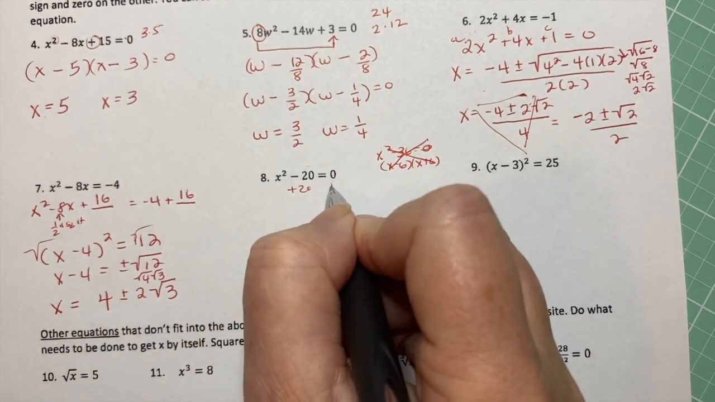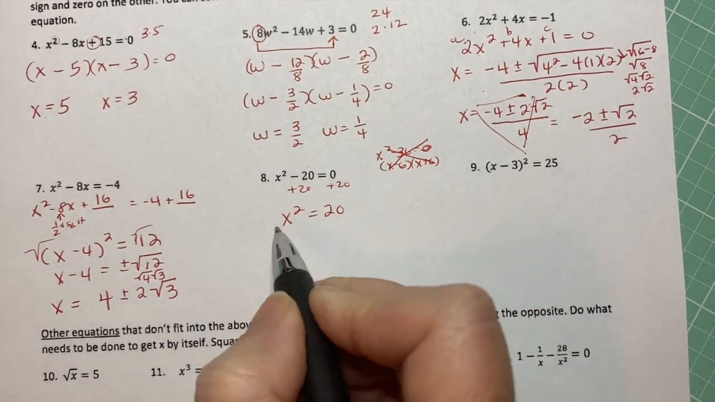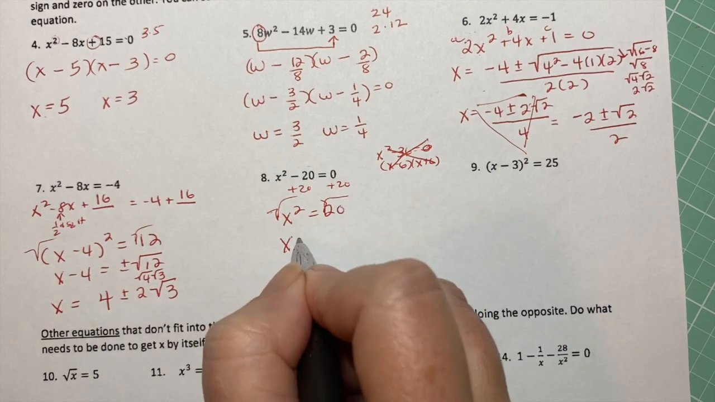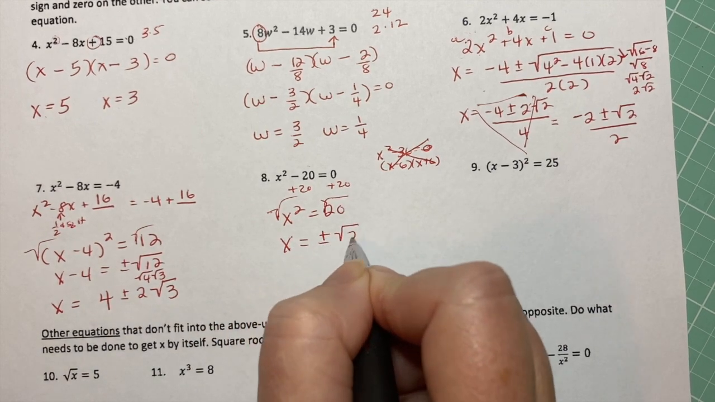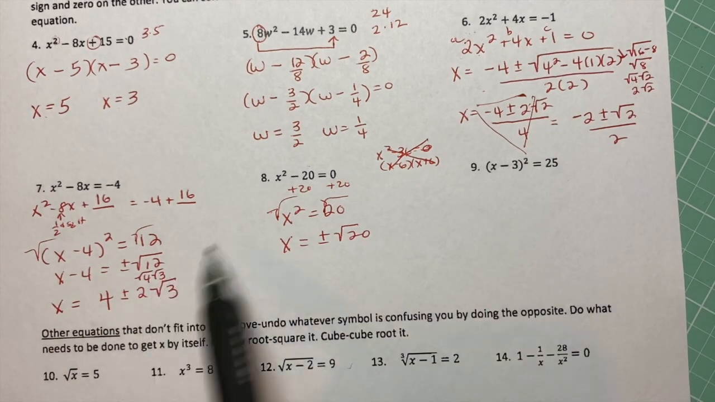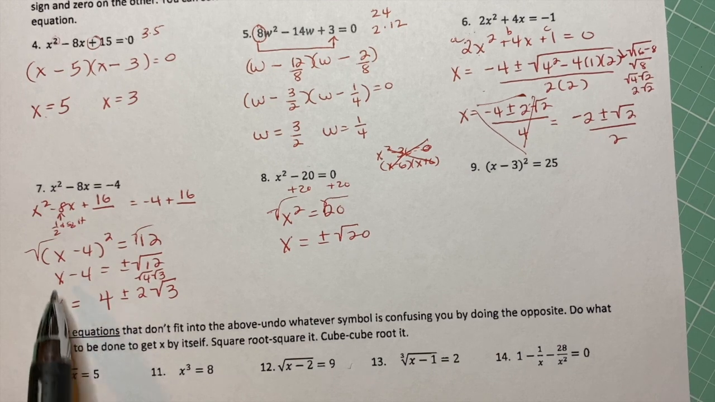And to do that, I'm going to move my 20 over and get x squared equals 20. And then remember, if you have your x squared by itself, you can square root both sides. So x equals plus or minus the square root of 20. Remember, when you use the square root property, you got to do the plus or the minus, and that's why we have those in all of these. Because again, we needed two answers for this one.